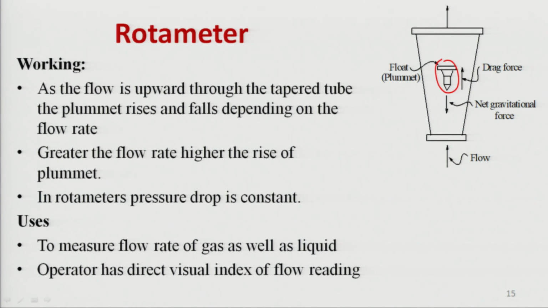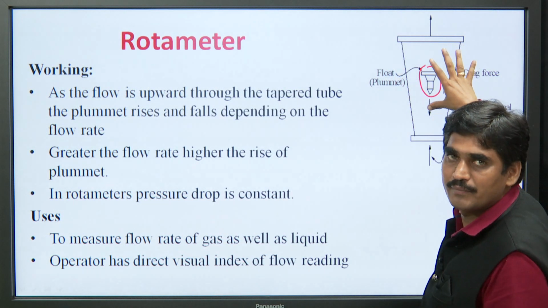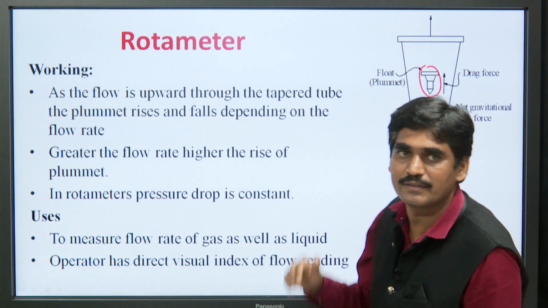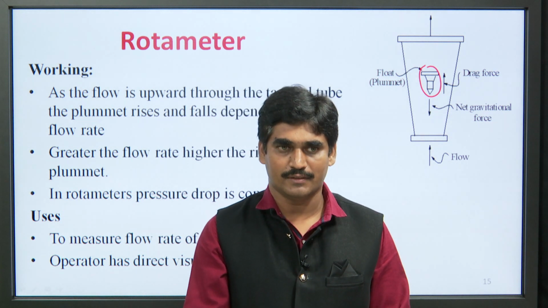So, in a rotameter, the pressure drop is constant, and it is used to measure the flow rate of gas as well as liquid. It can be used for the measurement of flow rate of gases as well as liquid. The operator has a direct visual index of flow reading, since the tube is transparent, made up of glass. So, the operator can easily see the level of the plummet which is moving in an upward or downward direction. So, in this way this rotameter works.